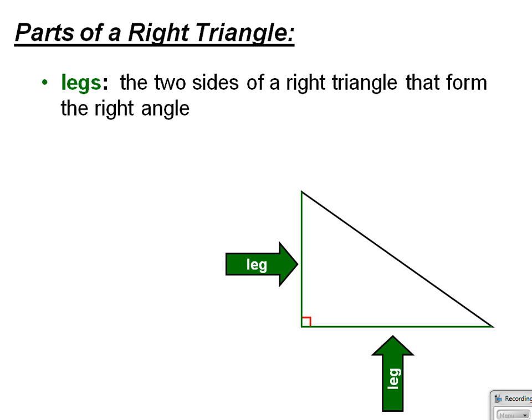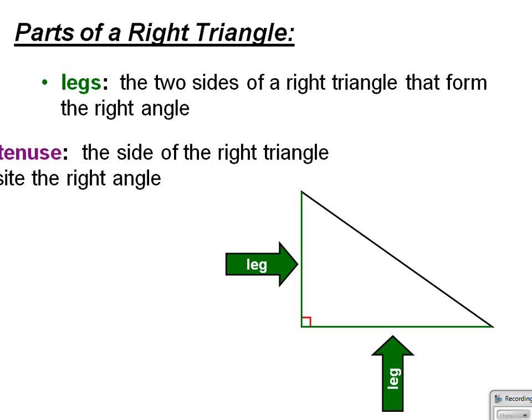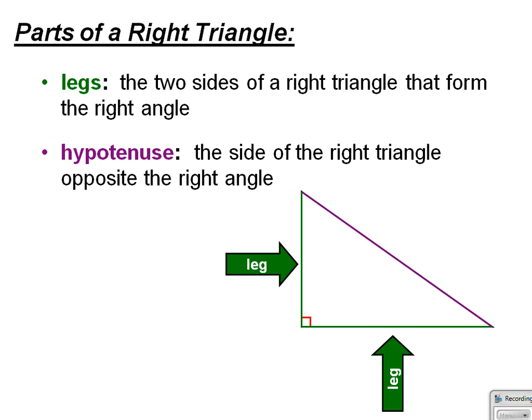There in that illustration, the green sides are the legs of a right triangle. You'll see that where they join is where the right angle is formed. And the hypotenuse is the side of the right triangle that is opposite the right angle. There in purple in the diagram, that side length is the hypotenuse.